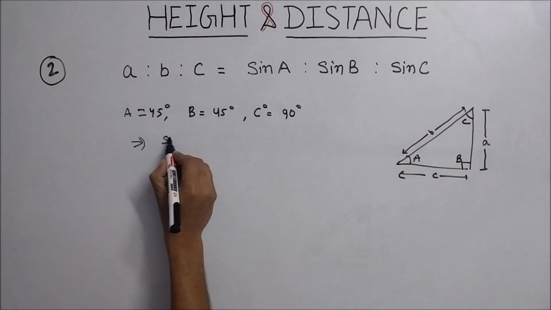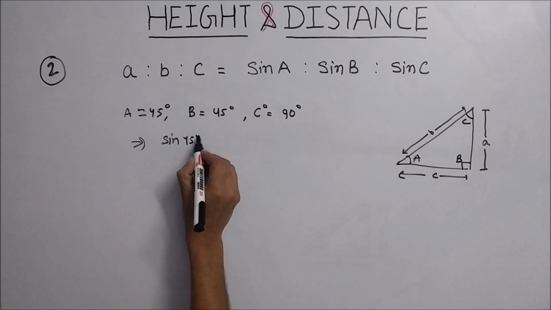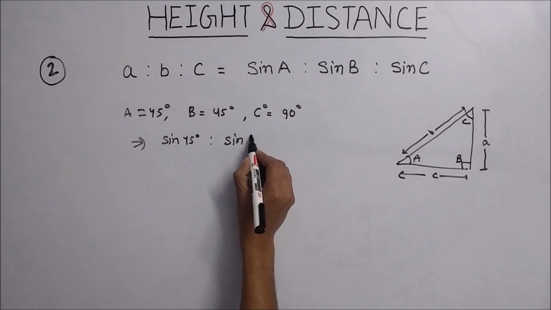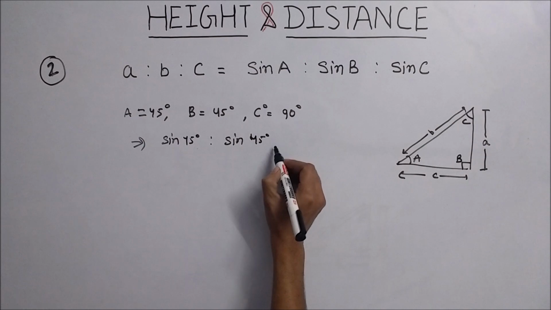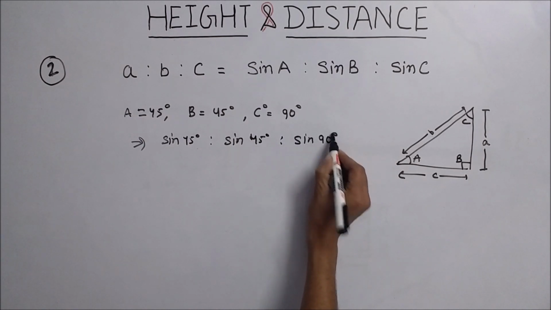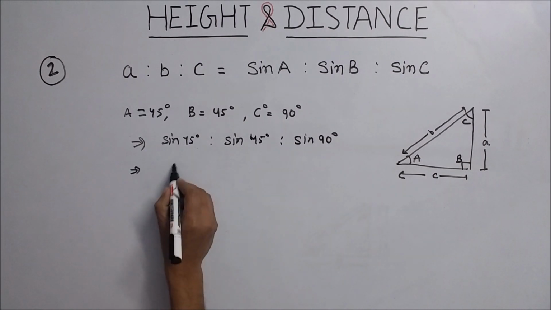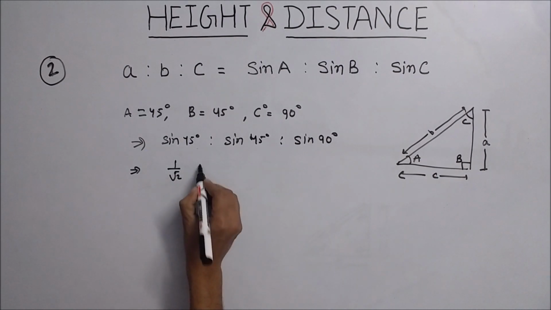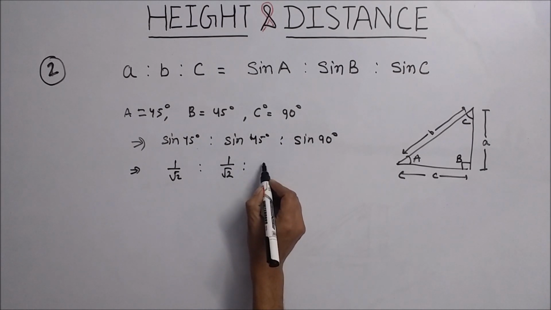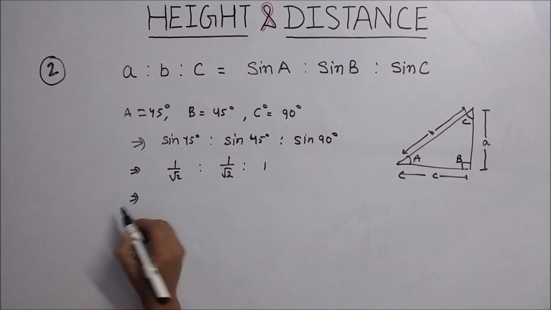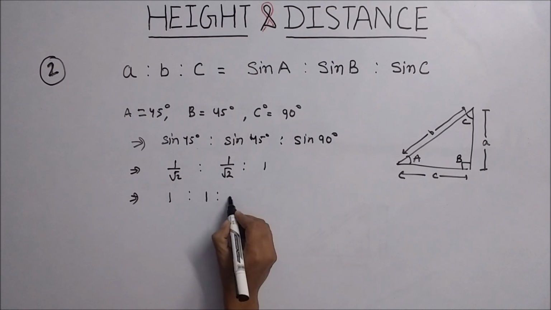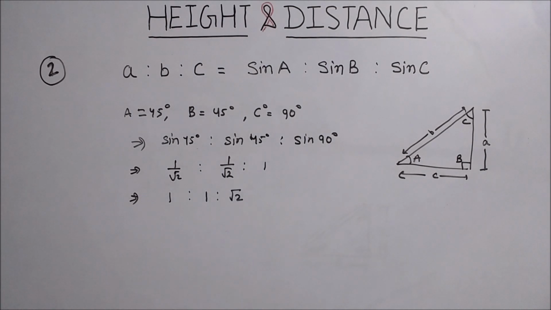Now put the values. Sine 45 degree, sine 45 degree, sine 90 degree. Put the value of sine 45, that is 1 by root 2. Sine 45 is 1 by root 2, sine 90 is 1. When you take the LCM, what will you get? 1 ratio 1 ratio root 2.